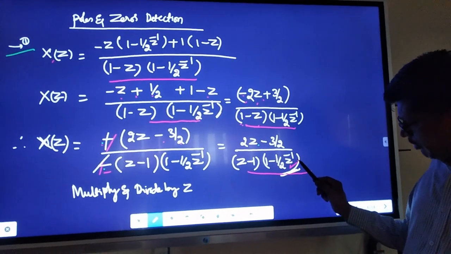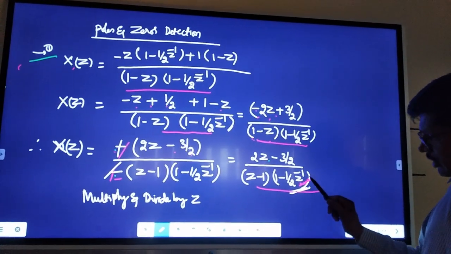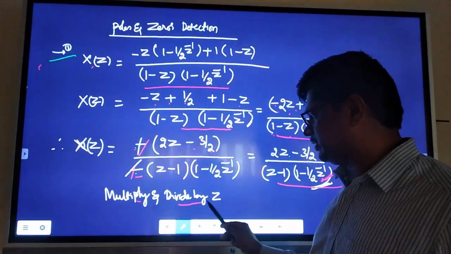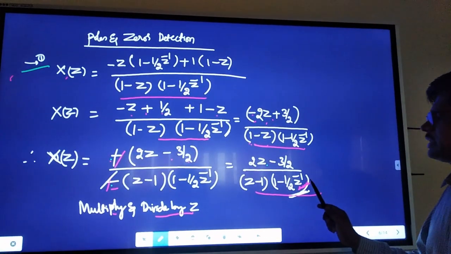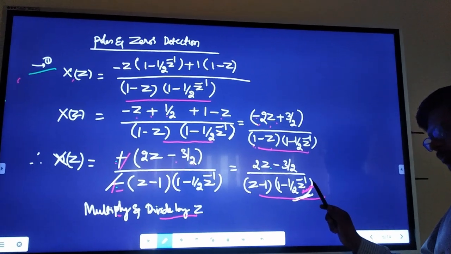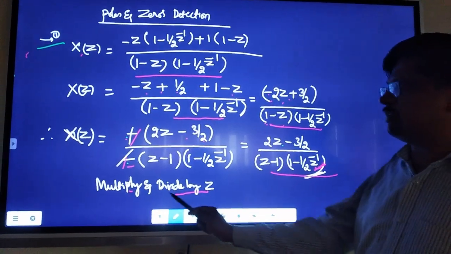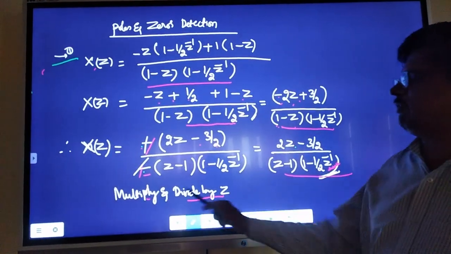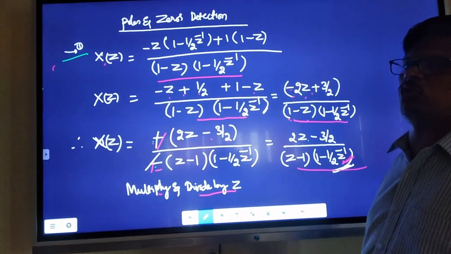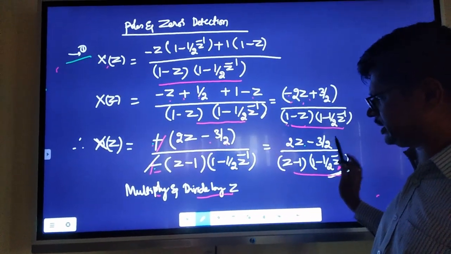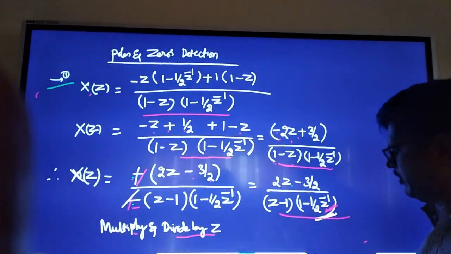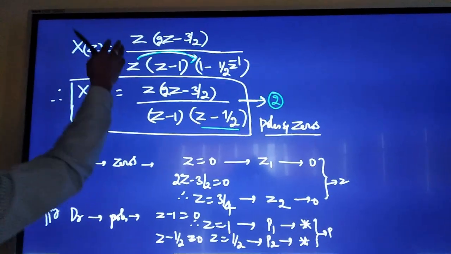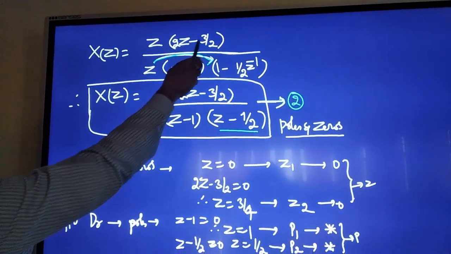Whatever the power of z inverse is there, that much you multiply and divide by z. Suppose here z power minus 1 is there, then multiply and divide by z. If z power minus 2 is there, multiply and divide both numerator and denominator by z square. That's all. If minus 3 is there, z cube. It is only for the purpose of simplification. Then see that z into z is there on both sides, numerator and denominator.